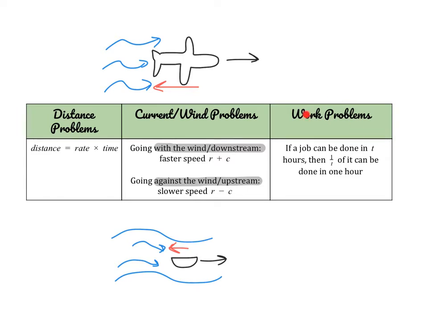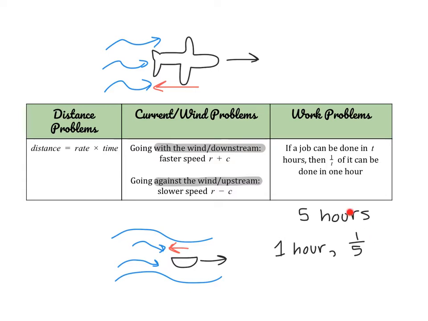And then the last type of problem that's really common with these equations is work problems. So here we kind of use this basic idea that if a job can be done in t hours, then 1 over t of the job can be done in 1 hour. So to put this with a real number, 'cause it's kind of confusing with t, let's say it takes 5 hours to complete a job. That means in 1 hour, you can finish 1/5 of the job.